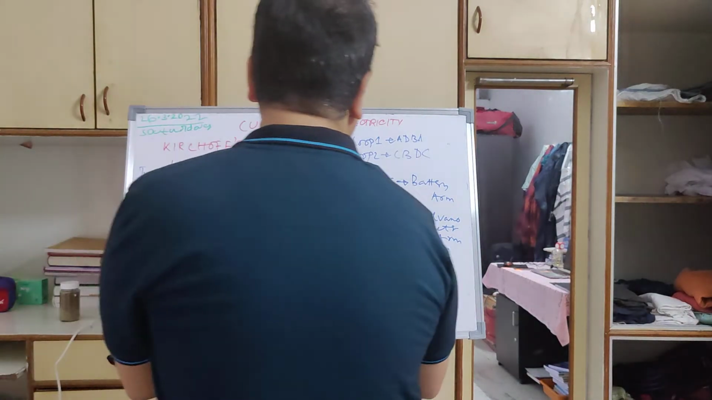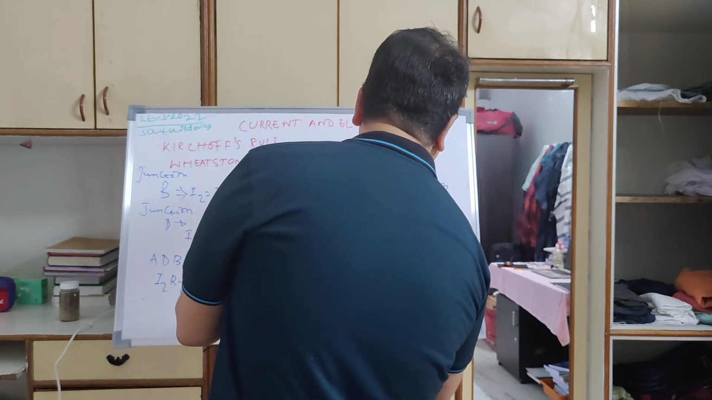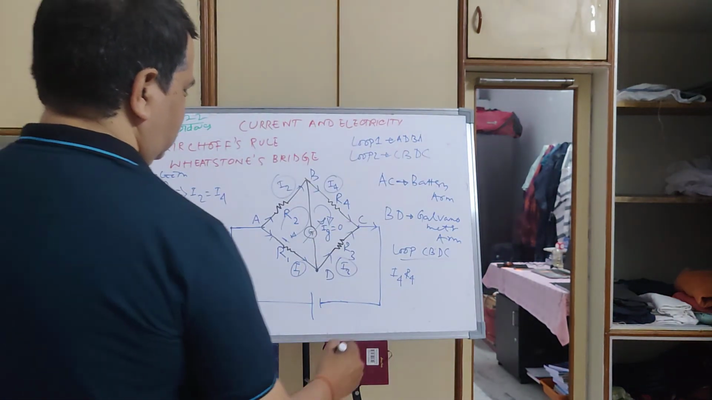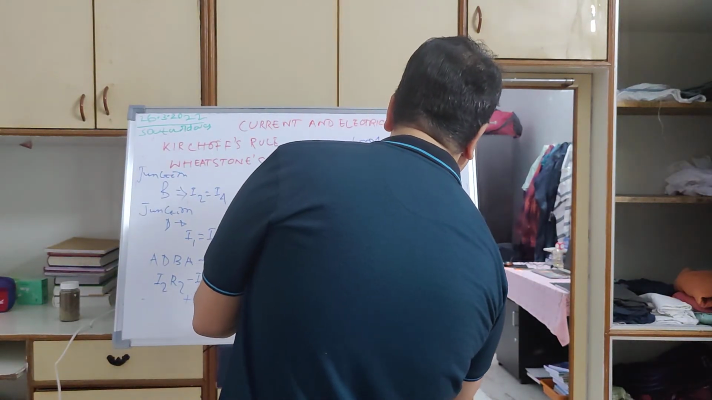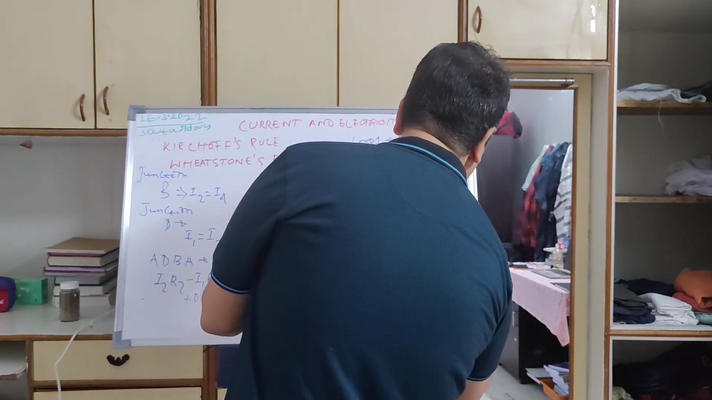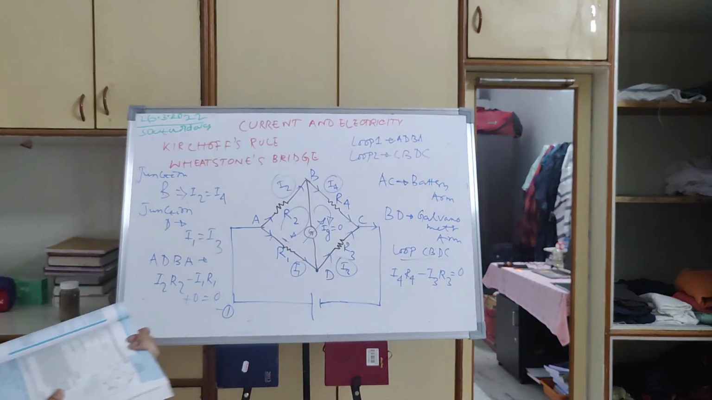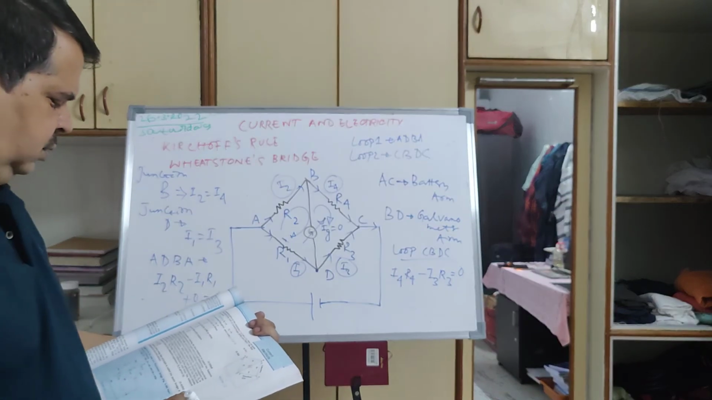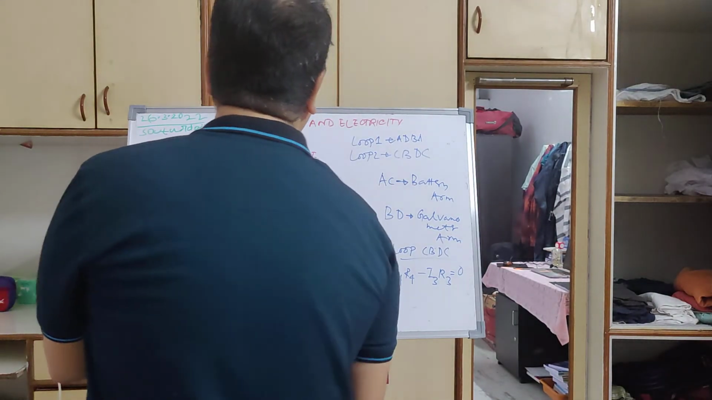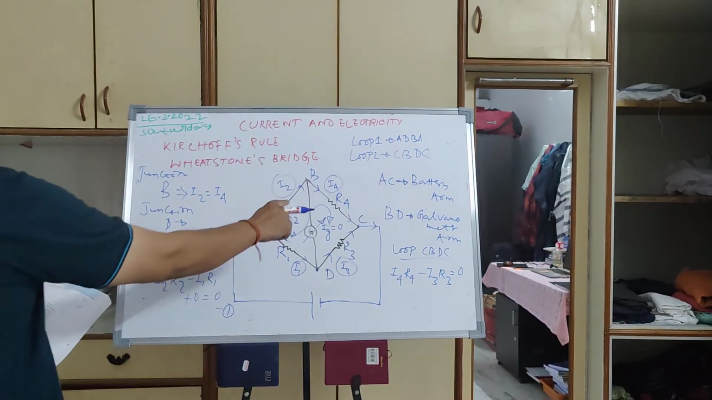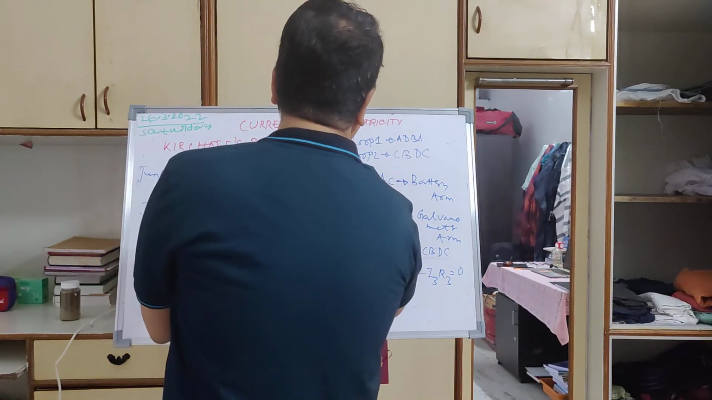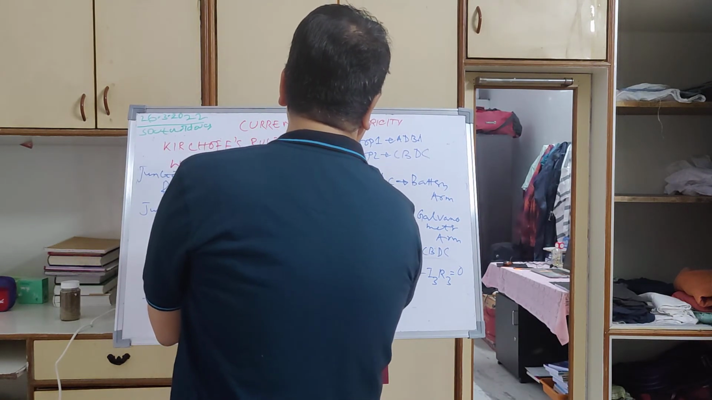Okay, so what will happen? This I4 into R4, this is as per direction, minus I3 into R3, because that is in the opposite direction. I3 into R3 is equal to 0. But you know that I2 is equal to I4 because there is no current here. So the condition is I2 is equal to I4.